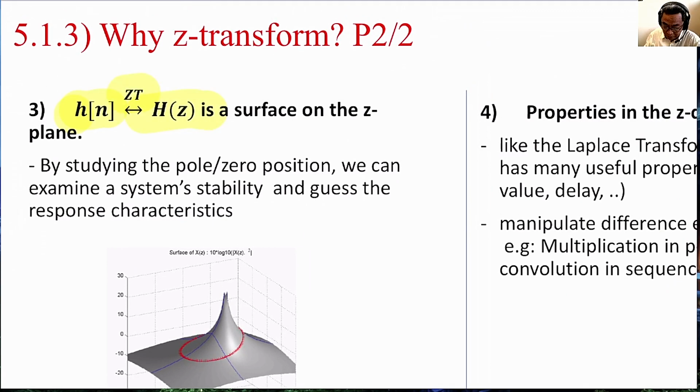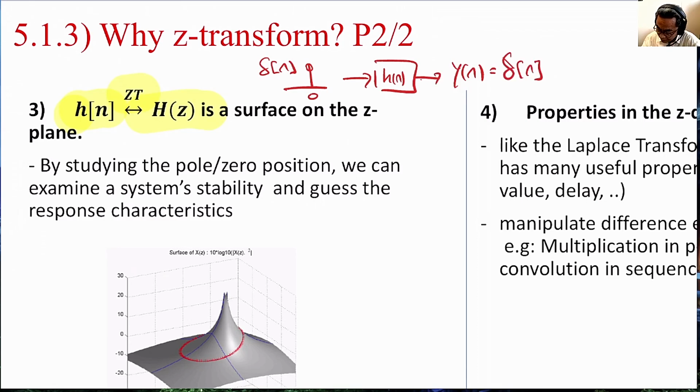the impulse response, so what is h[n]? This is h[n], so we send an impulse, so this is delta[n], and then out comes y[n]. y[n] is delta[n] convolved with h[n], and remember delta[n] is the impulse. When you convolve with h[n], it gives you h[n]. So h[n] is the impulse response. The Z transform of h[n] is very special. It is called the transfer function.